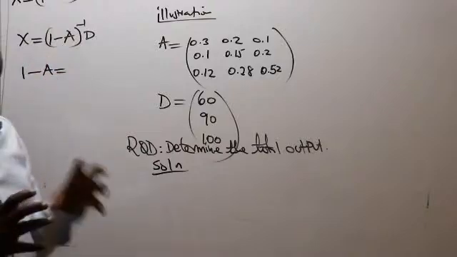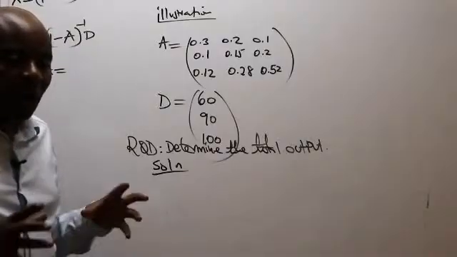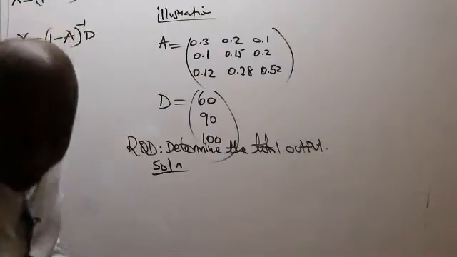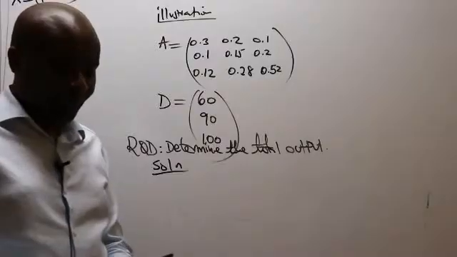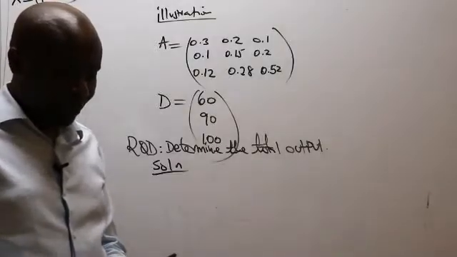So I would want somebody to tell me, what do you think of this I? What dimension should it be? How many rows? How many columns? This I. Somebody talk to me. The I should be equal to what here, somebody?